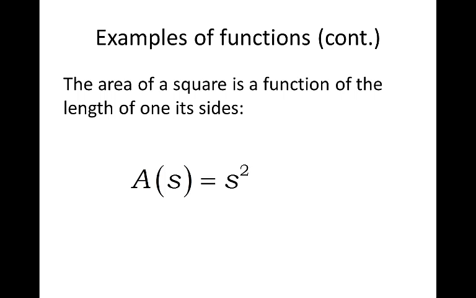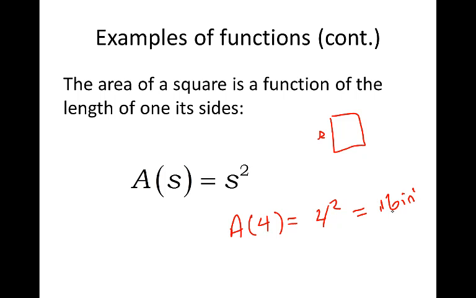The area of a square is a function of the length of one of its sides, right? So if I know one of the sides of a square, I can know the area. You give me that side, I'll know the area. So A of, let's say a side was 4 inches, A of 4 would be 4 squared, or 16 inches squared.